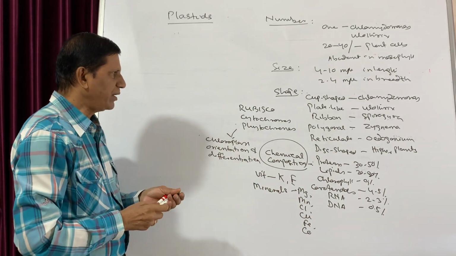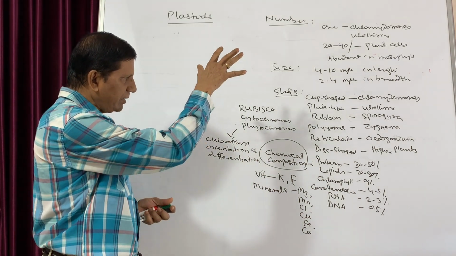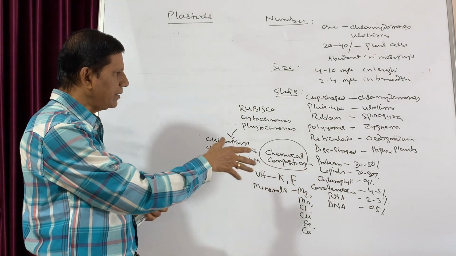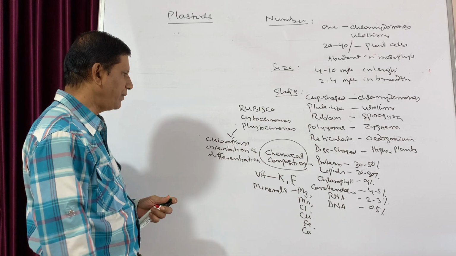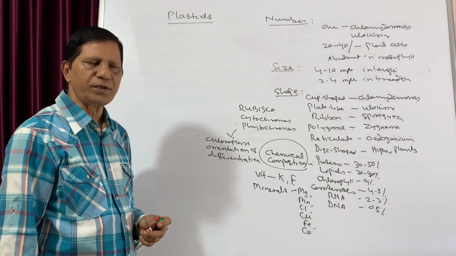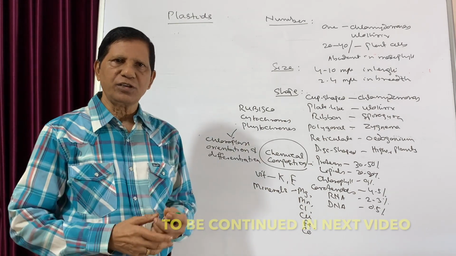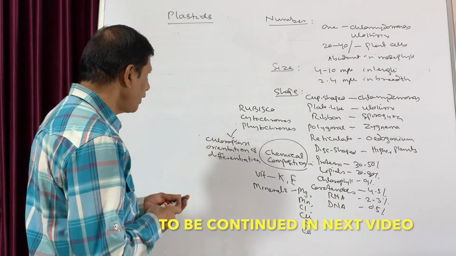So these are the different chemical substances: proteins, lipids, carotenoids, and RNA, DNA, chlorophyll, vitamins and minerals. They are present in the chloroplast. Now let us discuss the physical structure of this chloroplast.